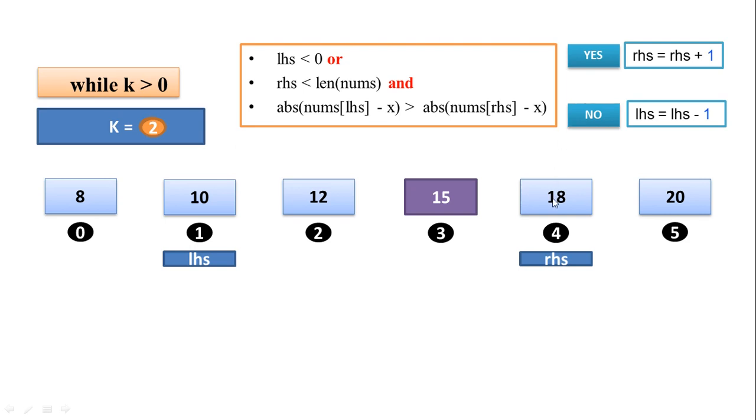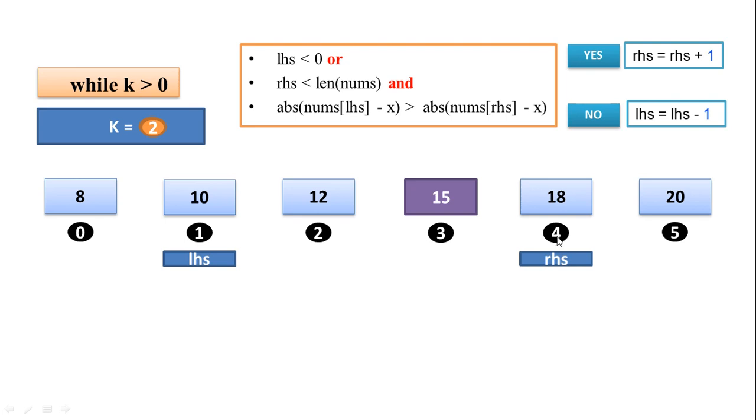Let me repeat that. I found the absolute value of 10 minus 15, which is 5. And then I found the absolute value of 18 minus 15, which is 3. And is 5 greater than 3? Yes, it is. This means our condition is true. So what's our next step? We simply have to shift RHS towards the right by one position.